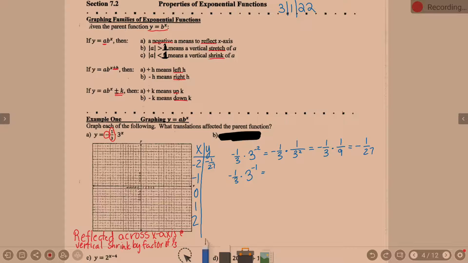3 to the -1. How do I deal with 3 to the -1? Just 1/3. Yeah. So we still have -1/3 out here. 3 to the -1 becomes 1/3 to the first, if you want to get particular there. What is -1/3 times 1/3? -1/9.